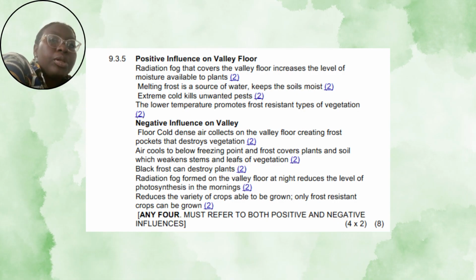Negatively, the cold condensed air collects on the valley floor, which creates frost pockets that destroy vegetation. The air cools to below freezing point, and frost covers the plants and soil, which weakens stems and leaves of vegetation. We have black frost that destroys plants, and radiation fogs, which reduce the level of photosynthesis in the morning. There is also a reduction in the variety of crops that are able to be grown. Only frost-resistant crops will be grown.